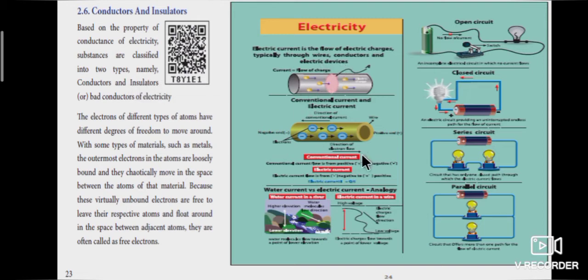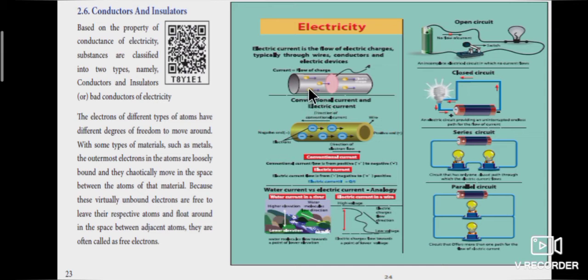Page number 24 explains about electric current. What is electric current? Electric current is the flow of electric charges, typically through wires, conductors and electric devices. Next we have discussed conventional current. In conventional current, the flow is from the positive terminal to the negative terminal. Electron flow is from the negative terminal to the positive terminal.